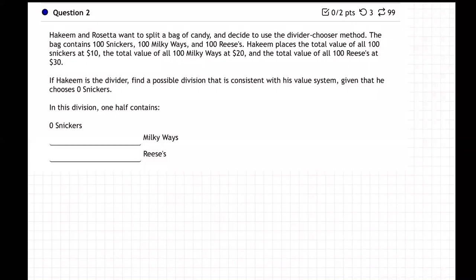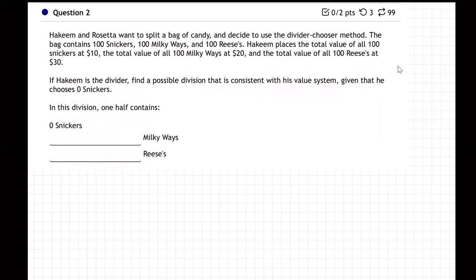Okay, on this problem, we have Hakeem and Rosetta, who want to split a bag of candy and decide to use the divider chooser method. The bag contains 100 Snickers, 100 Milky Ways, and 100 Reese's. Hakeem places the total value of all 100 Snickers at $10, the total value of all 100 Milky Ways at $20, and the total value of all 100 Reese's at $30. If Hakeem is the divider, find a possible division that is consistent with his value system, given that he chooses 0 Snickers. In this division, 1/2 contains 0 Snickers, how many Milky Ways, how many Reese's?